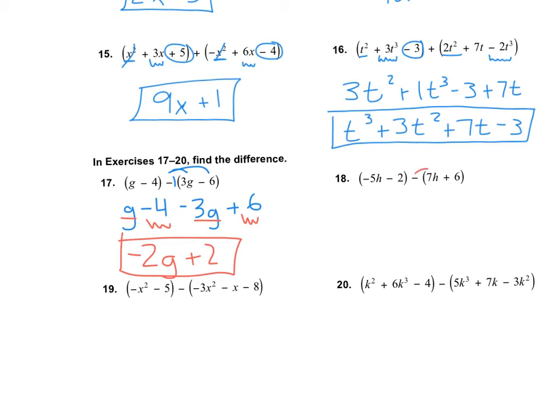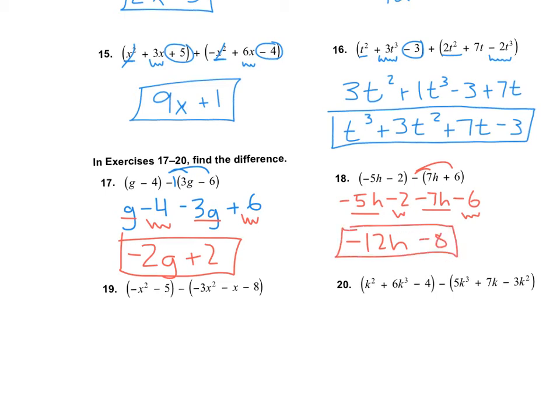Okay, on 18, distribute this in. So the negative 5h minus 2 stays. Then I get negative 7h minus 6. Now I can combine like terms. So negative 5h minus 7 more h is negative 12h. And then negative 2 and negative 6 makes minus 8. So there's that.